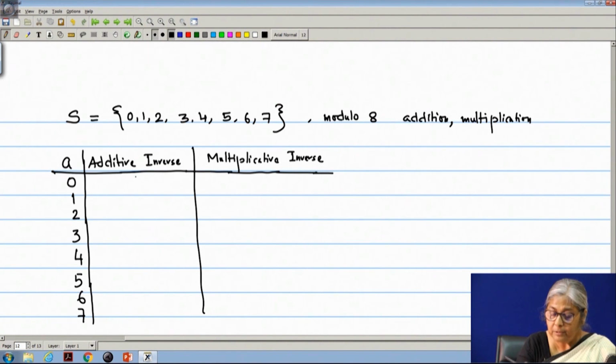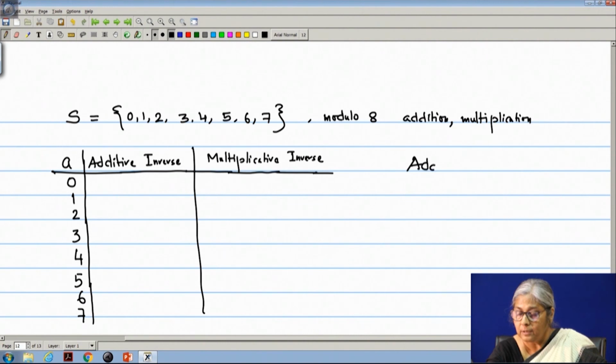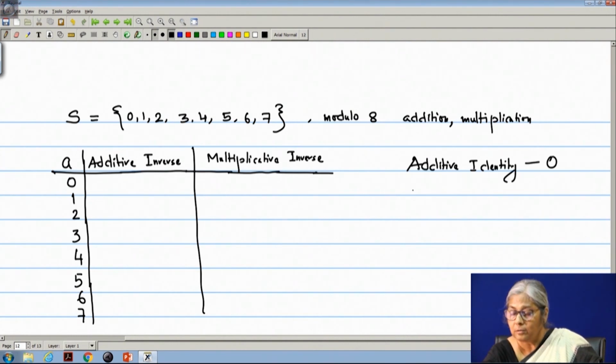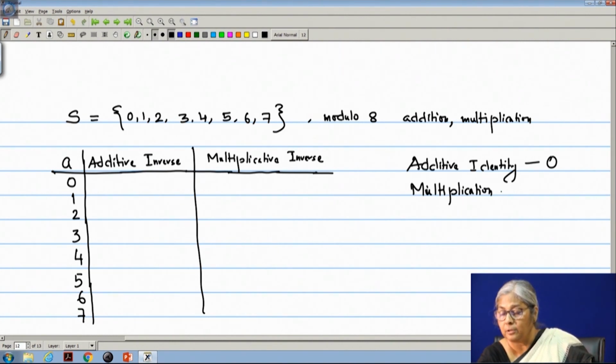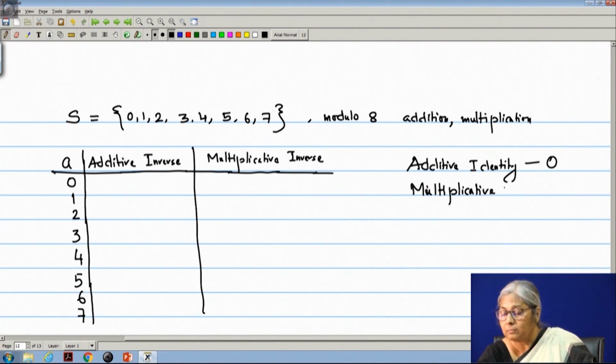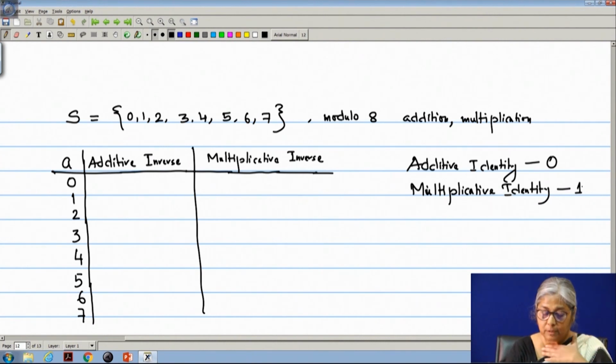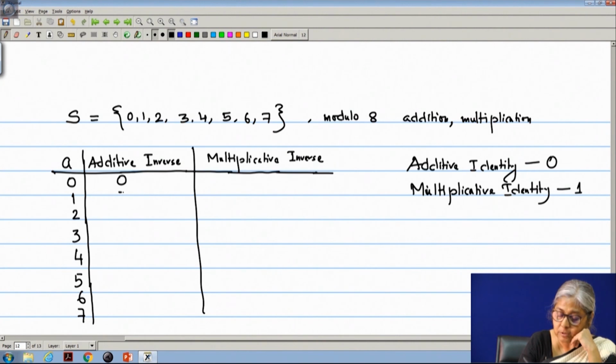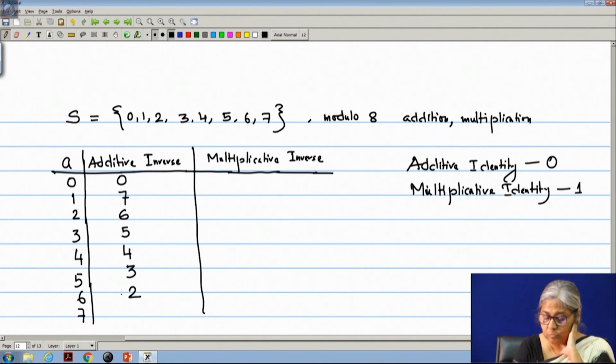Then what we have seen, 0 is the additive identity. So, I must write this: my additive identity is 0, and we must remember that we are taking modulo 8 operation, so multiplicative identity is 1 modulo 8, that is 1, as we have seen earlier. For additive inverse, 1 plus 7 modulo 8 is 0, 2 plus 6 modulo 8 is 0, 3 plus 5 modulo 8 is 0, 4 plus 4, 5 plus 3, 6 plus 2, 7 plus 1 modulo 8. So, additive inverse exists, as we have seen earlier.